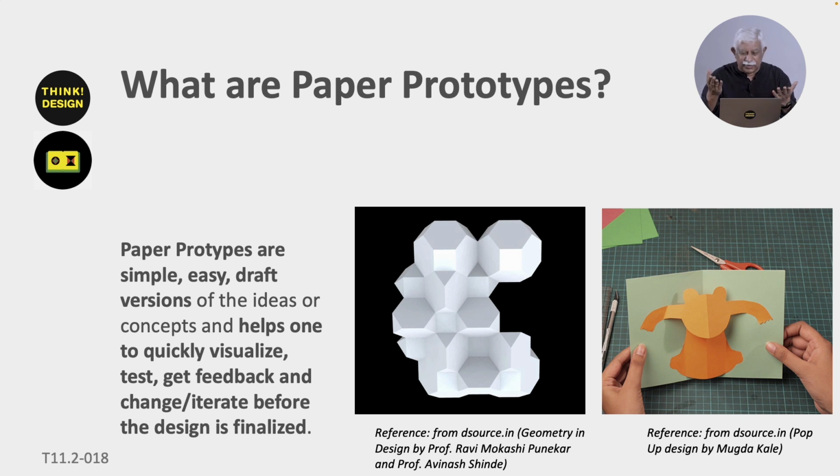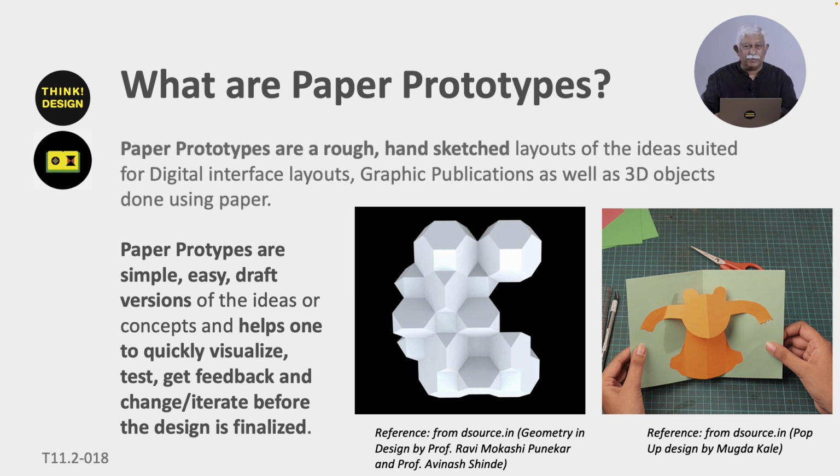The person is trying to do a pop-up book, trying out different animals there. The left one is an example in geometry. The person is trying to explain how you can use paper for this kind of thing. So again, paper prototypes are fast, and they're suited for many applications. You can do it for digital interface layouts, graphic publications, or even 3D objects.